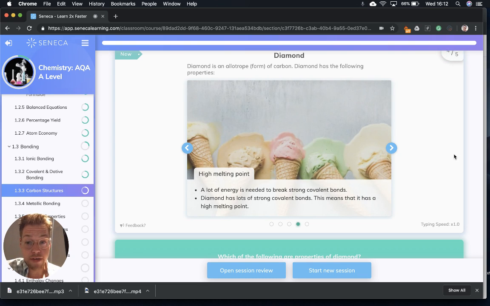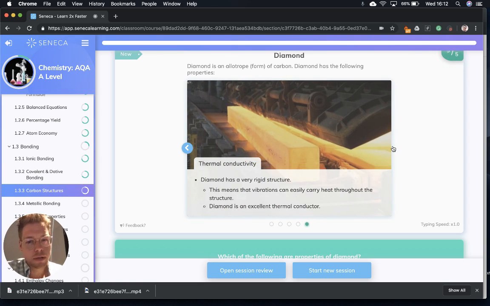They also have a very high melting point because a lot of energy is required to break those strong covalent bonds. So you could put your diamonds in the oven and they would be fine. Wouldn't recommend it, and it probably wouldn't be the best idea, but they wouldn't melt, so that's fun.